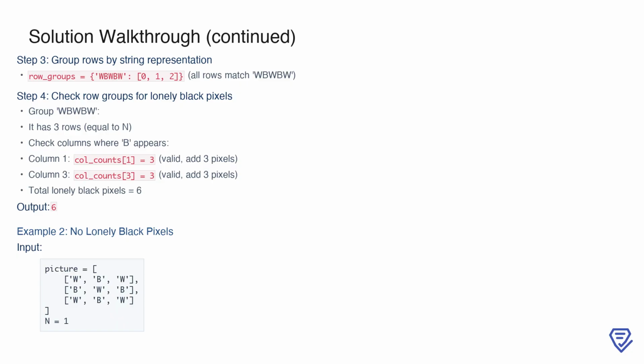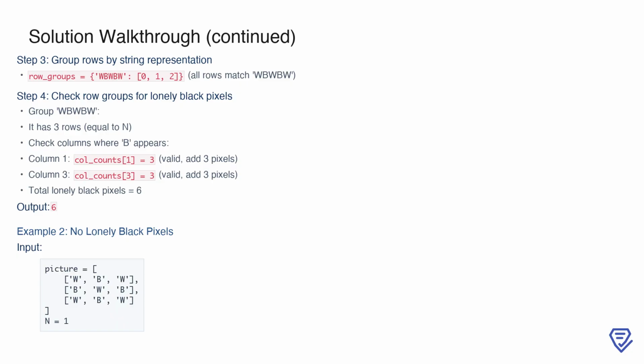We then check the columns where black pixels appear in this pattern, columns 1 and 3. For column 1, the total black pixel count from col_counts is 3, which matches the row count, so we add 3 lonely pixels. Similarly, column 3 also has a black pixel count of 3, adding another 3 lonely pixels. In total, we find 6 lonely black pixels, and the output for this example is 6.